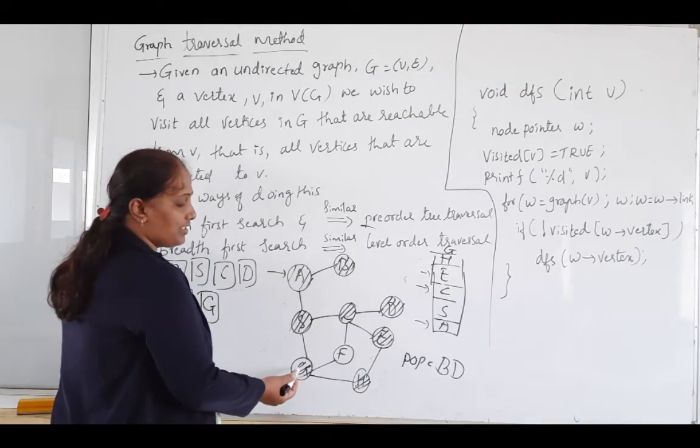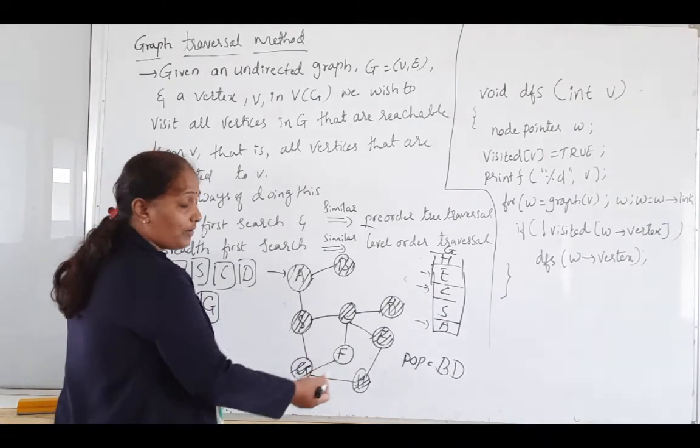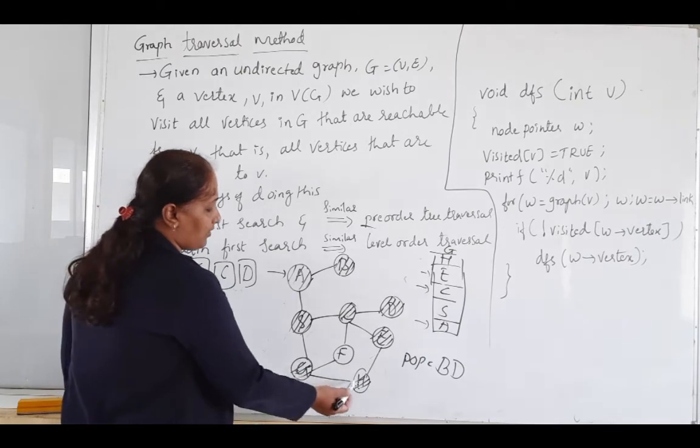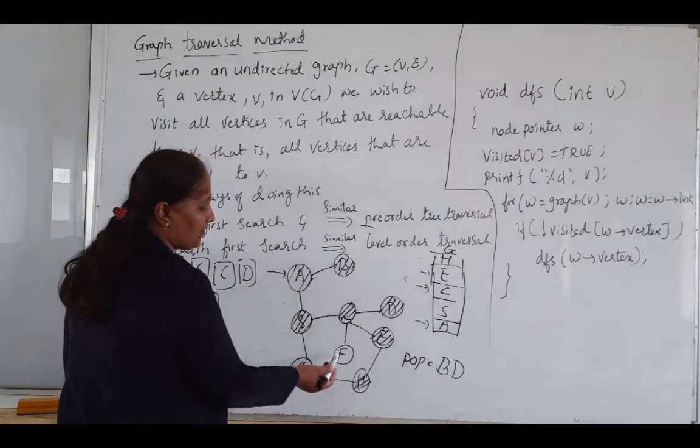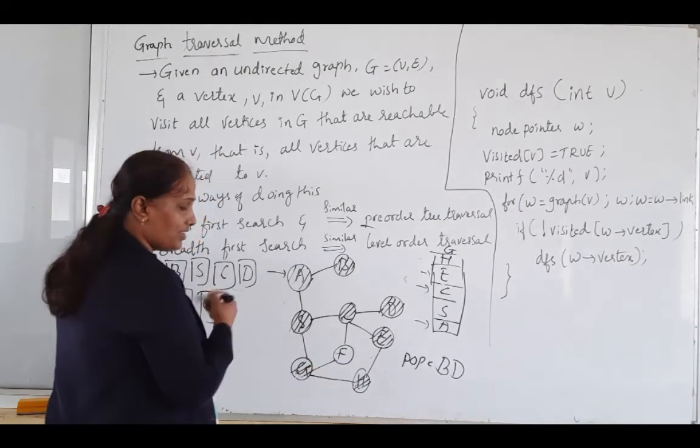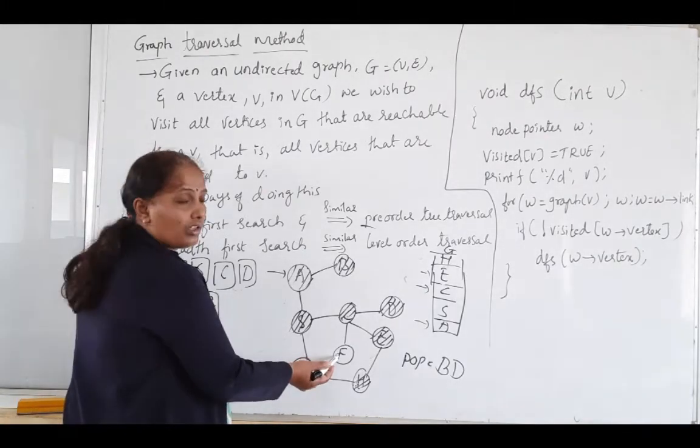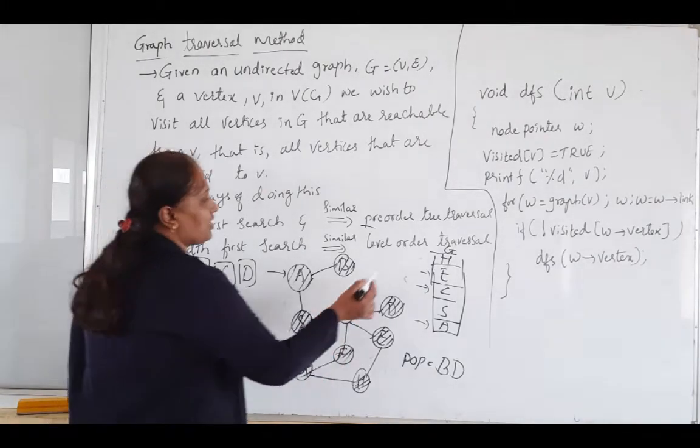Next, once you visit G, you are going to check the connected vertices of this G. What are the connected vertices? One is S, one is H, one is F. S and H are already visited. Next, we are going to visit F here.